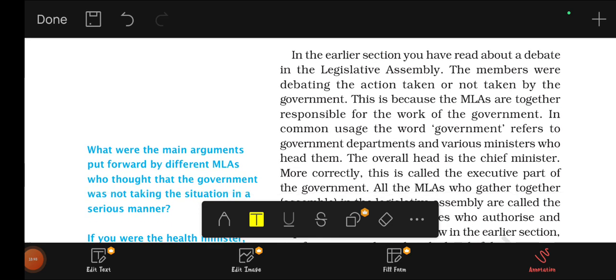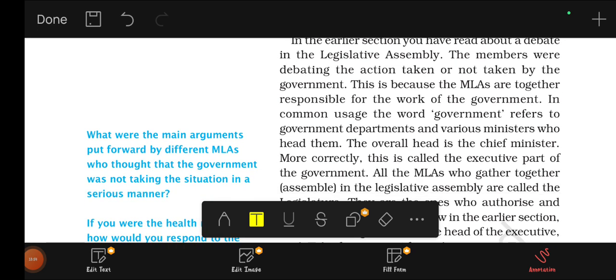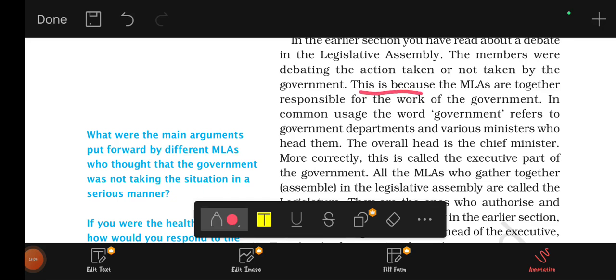In the earlier session, you have read about a debate in the Legislative Assembly. The members were debating the action taken or not taken by the government. This is because MLAs together are responsible for the work of government.